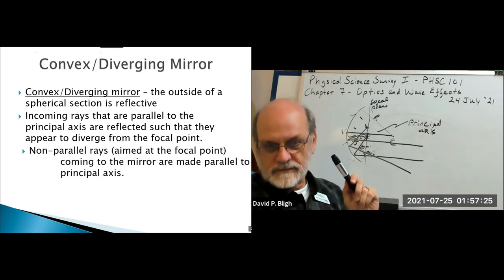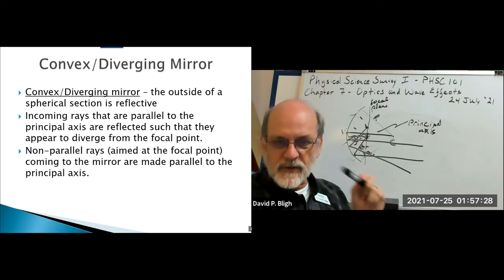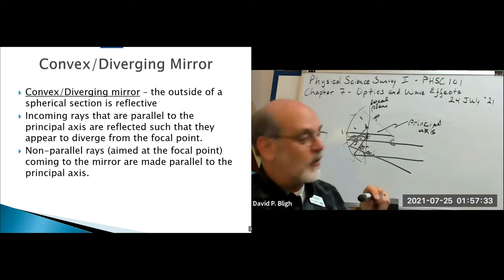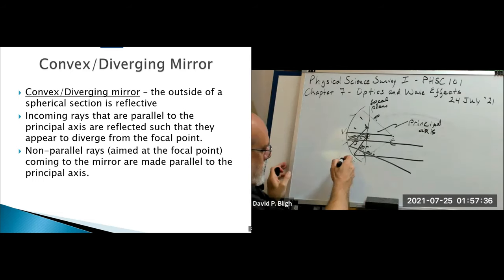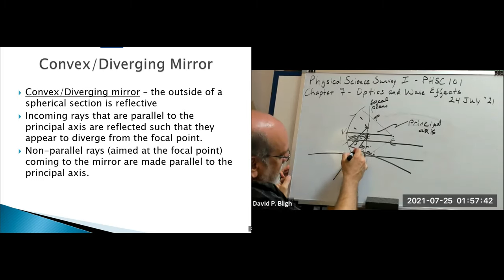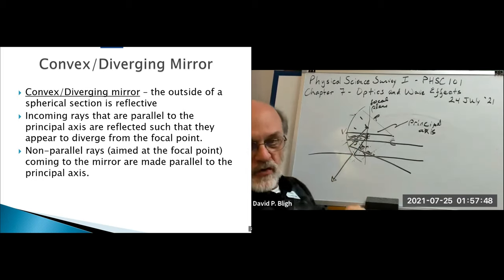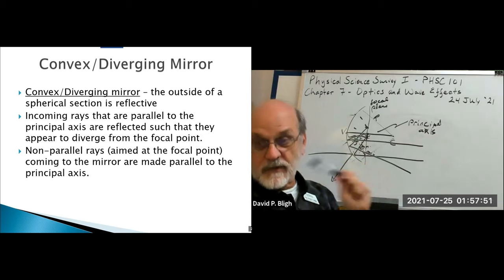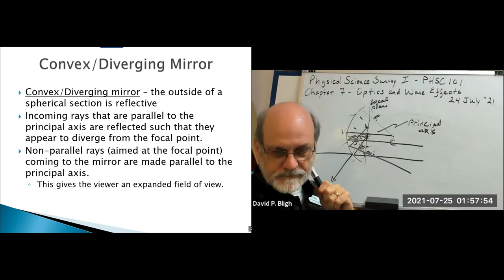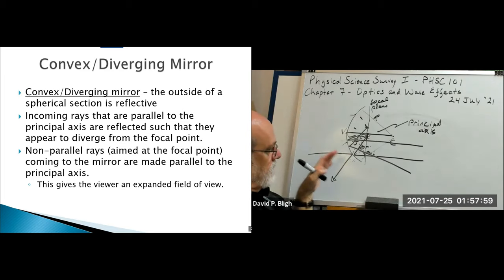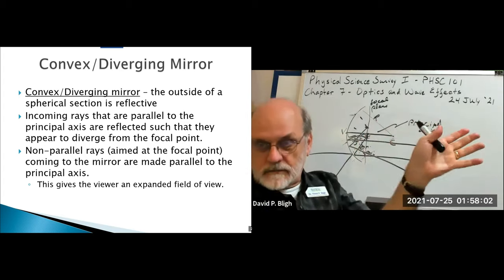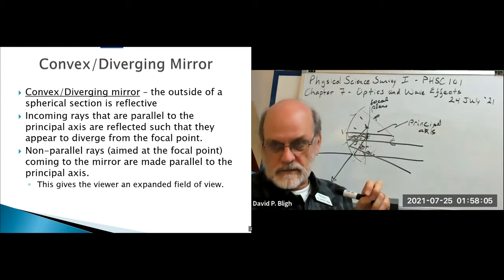The diverging mirror. Light rays that are parallel to the principal axis are reflected such that they appear to diverge from the focal point. So if they come in like this, then they bounce off like that. And if we draw this ray extension back here, it appears to originate from the focus, from the focal point. So what does that actually do? Well, it expands the field of view.